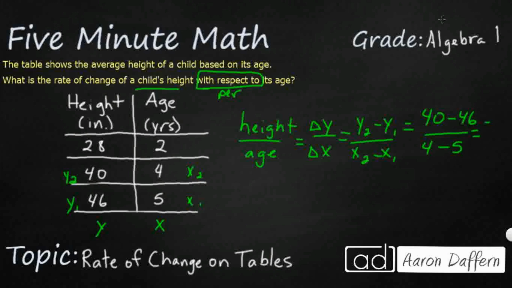So watch what I'm going to get. I'm going to get negative 6 over negative 1. Simplify that, right? The two negatives make a positive. So it's going to be 6 inches per year. Or if we wanted to, we can just put 6 in over yr to make a little ratio. And that's how we find the rate of change on tables.